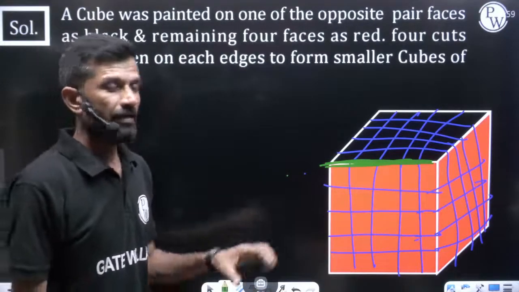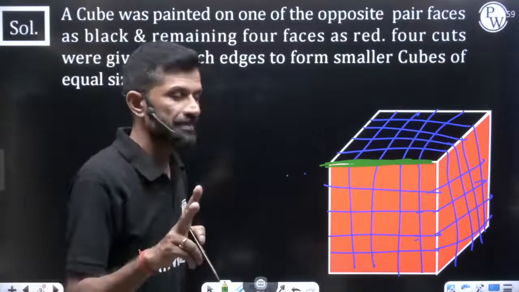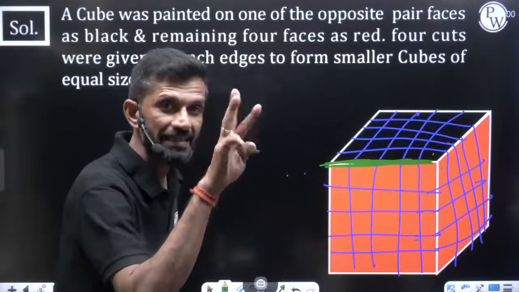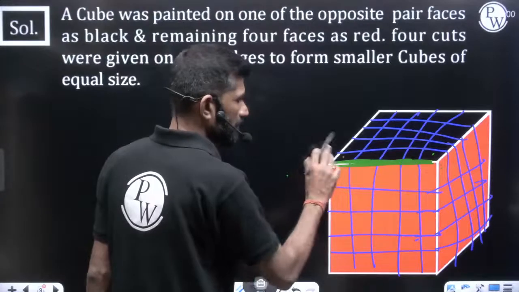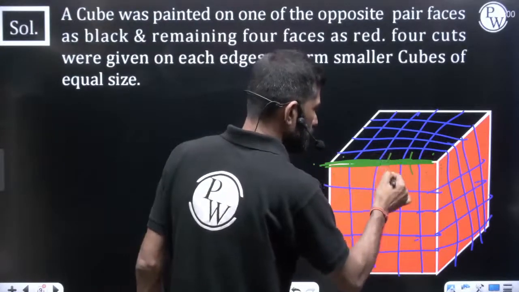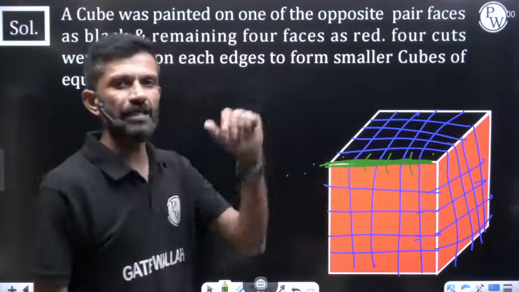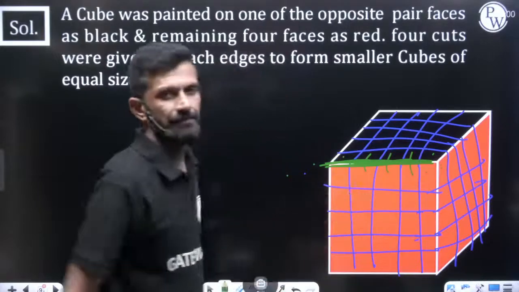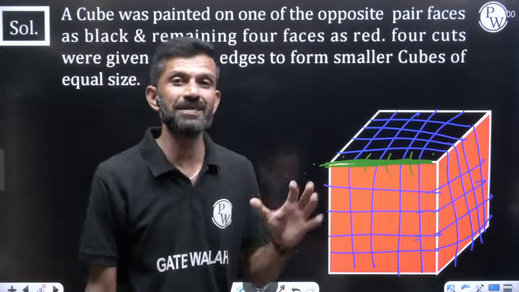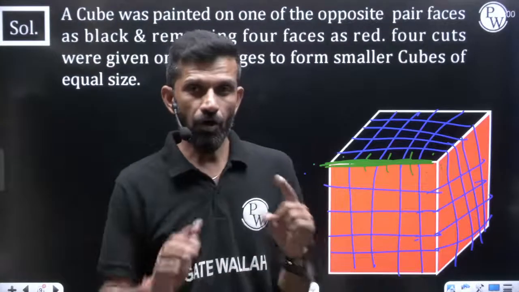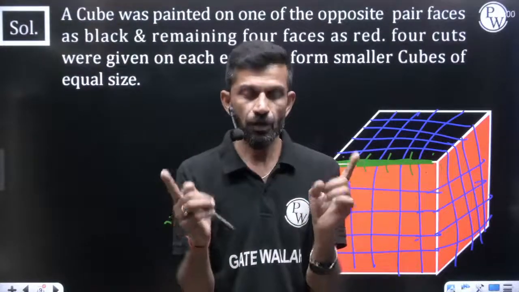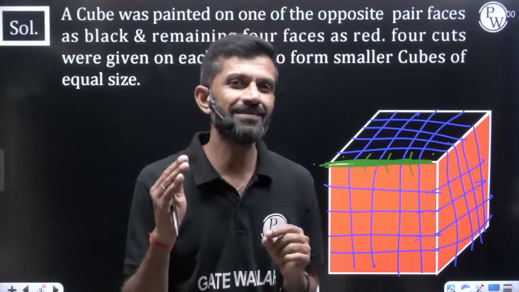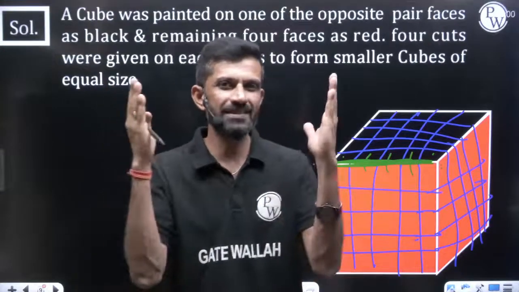But be careful when taking edges. If you want exactly two faces painted, leave the corner cube, because the corner cube will have three faces painted. Leaving the corner cube, these three have only two faces painted. But here the top is black and the front is red. We want the condition that the color should be the same, so we have to take the edge where the walls meet each other.